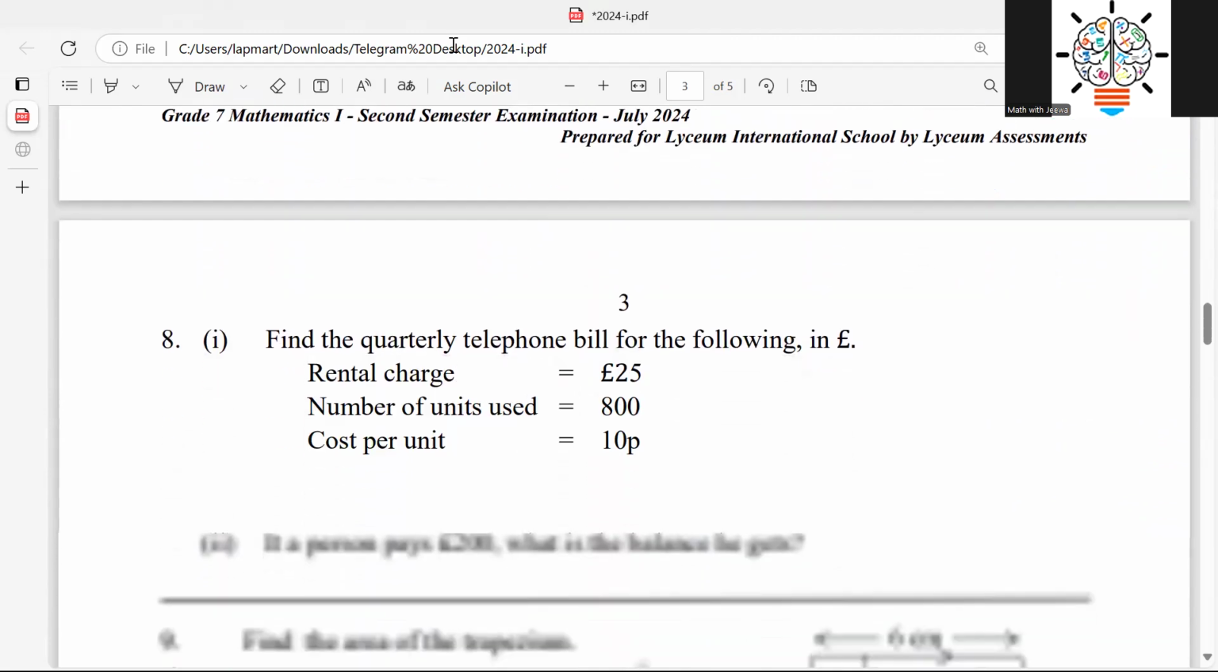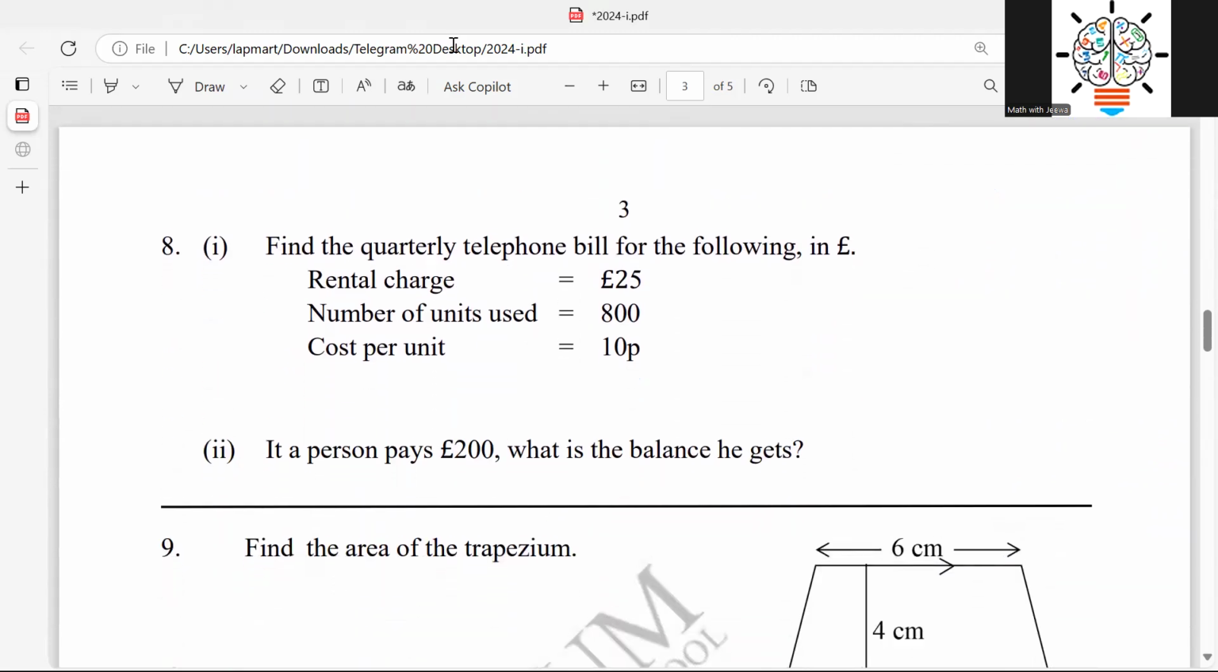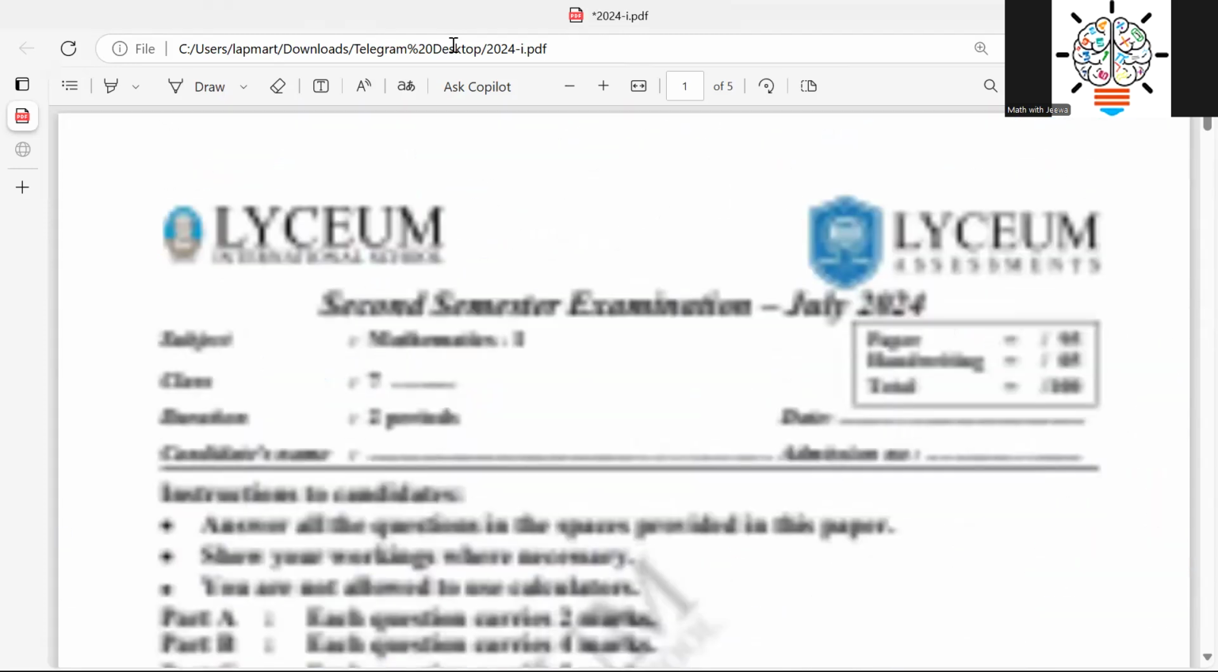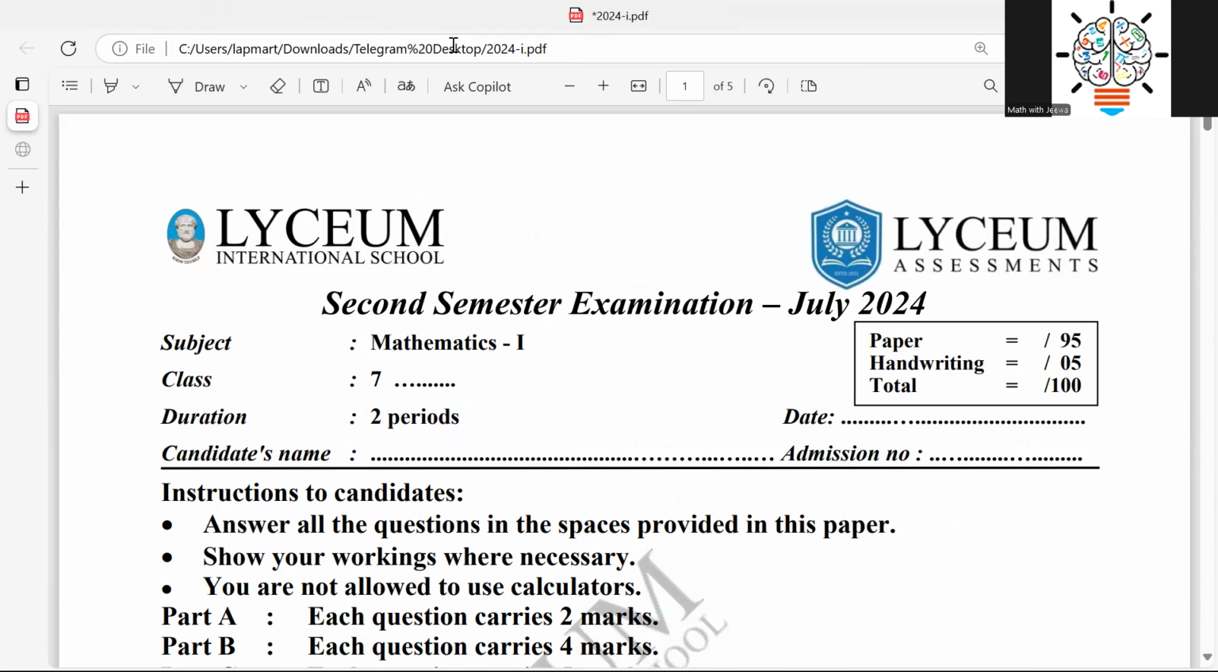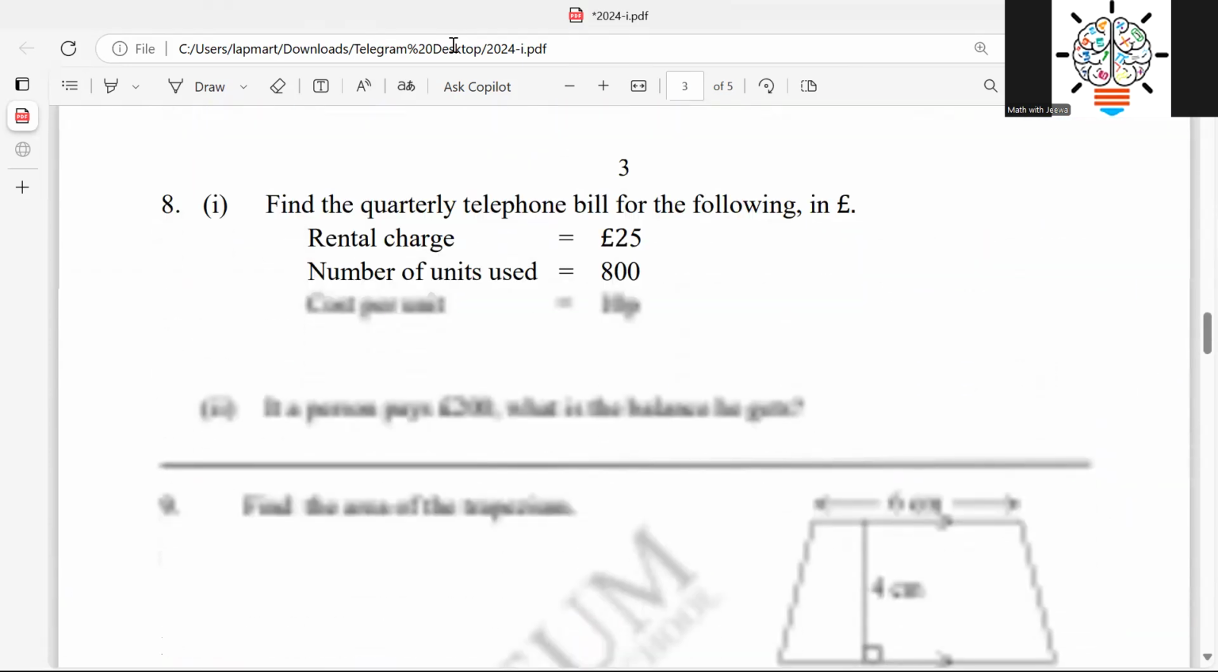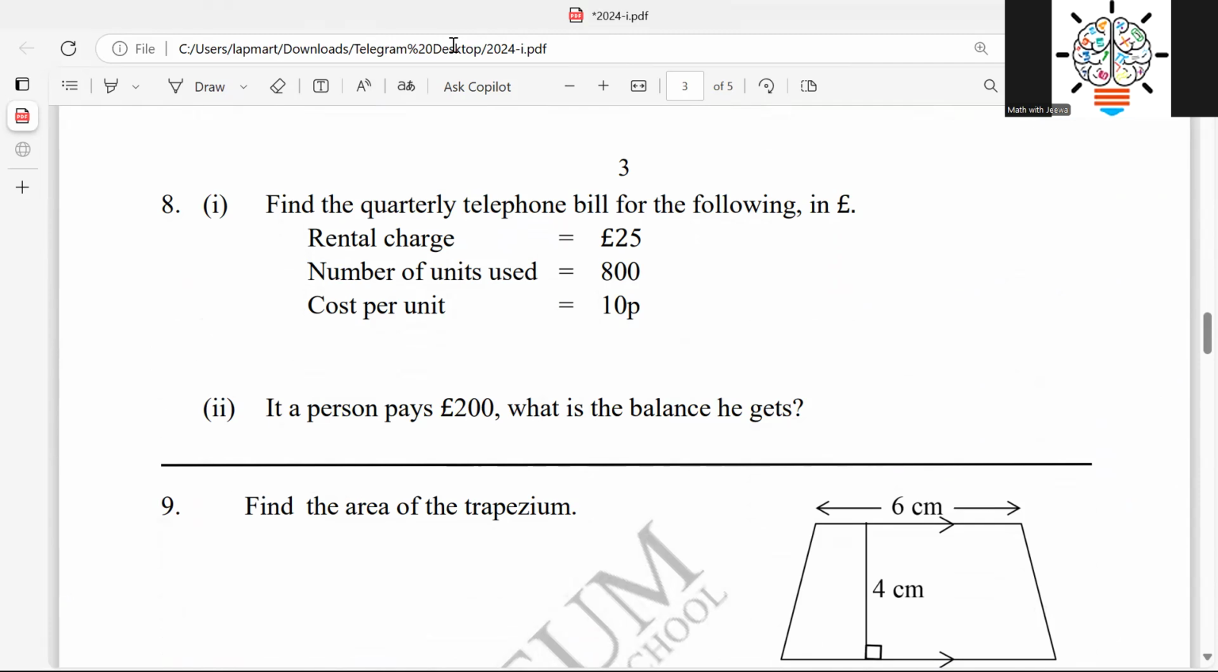So in this video, I'm planning to discuss from page 3 onwards, right? Page 3 onwards, I repeat. So this is Grade 7, July 2024, Paper 1, page number 3, right? Here, find the quarterly telephone bill for the following.